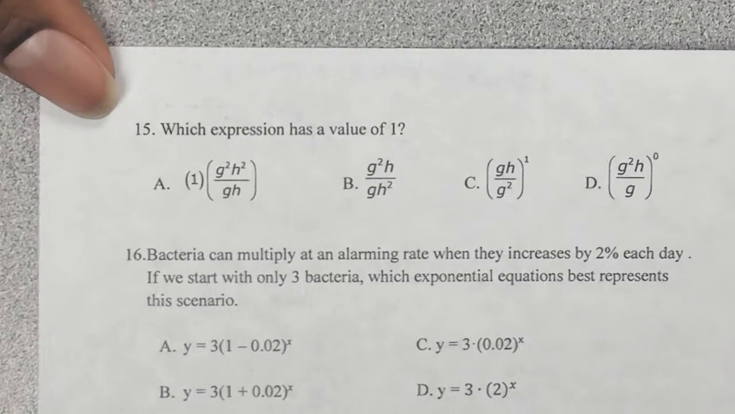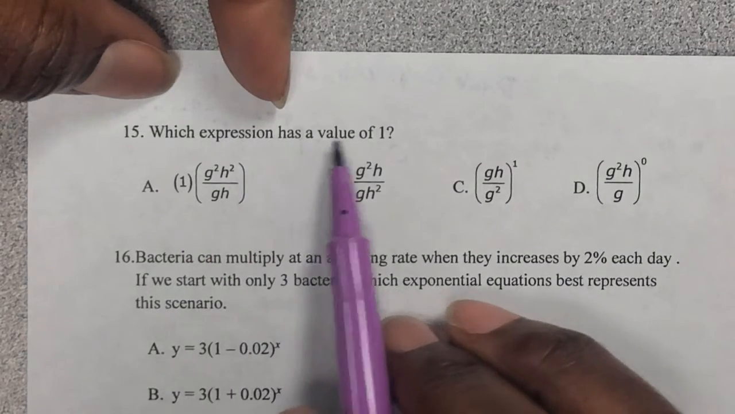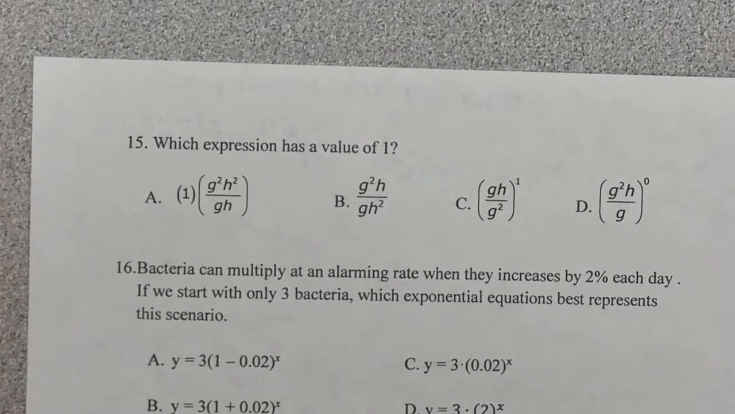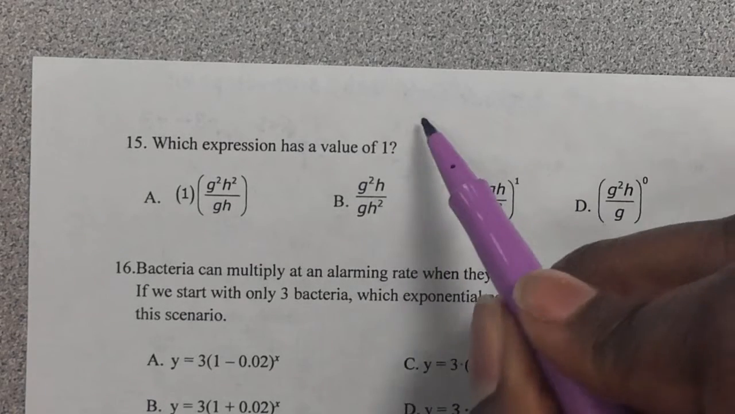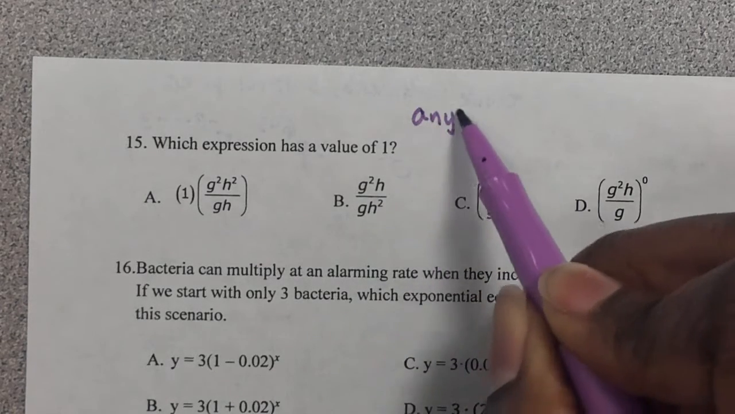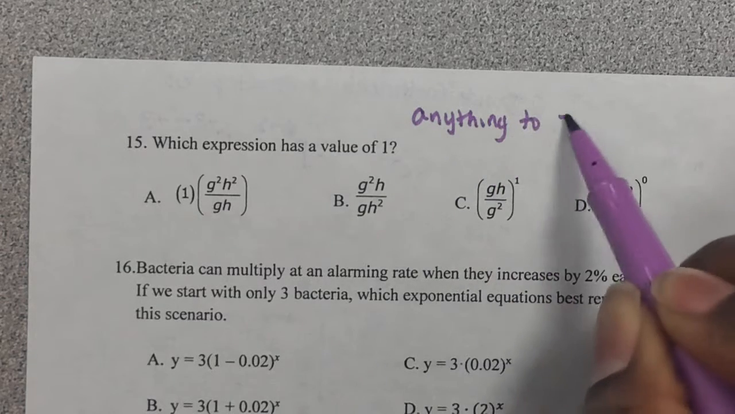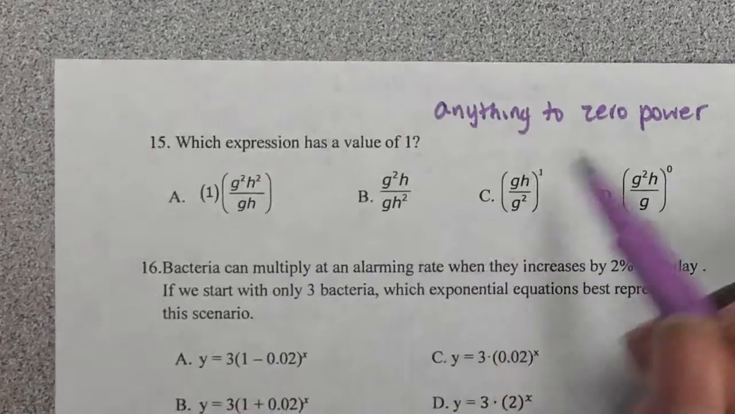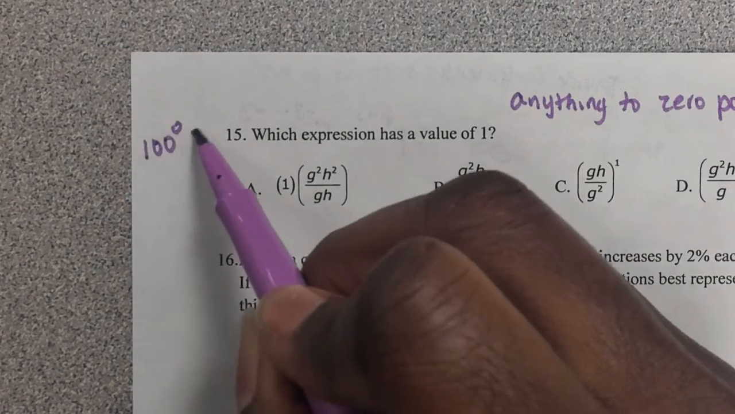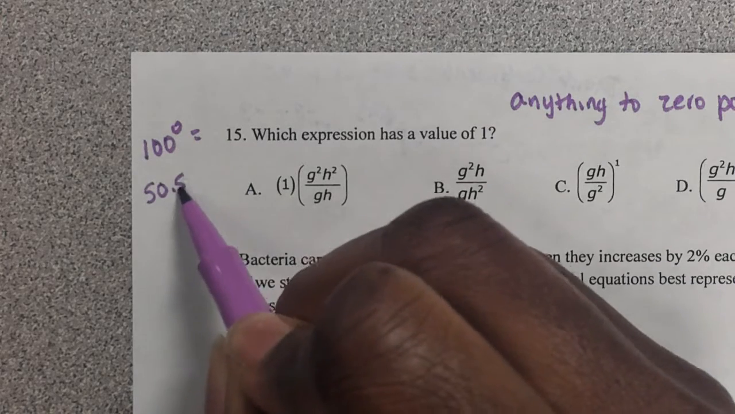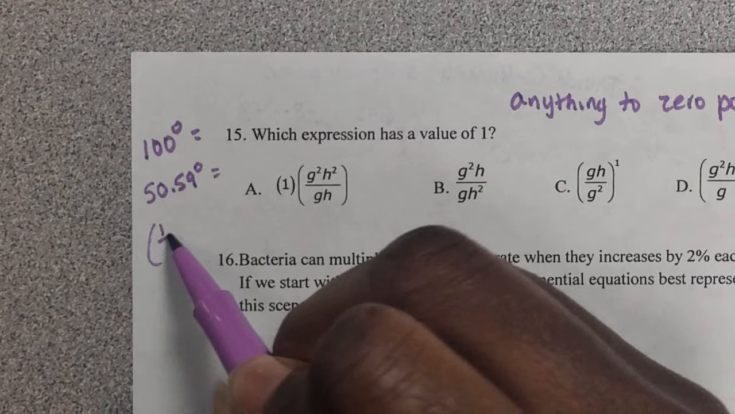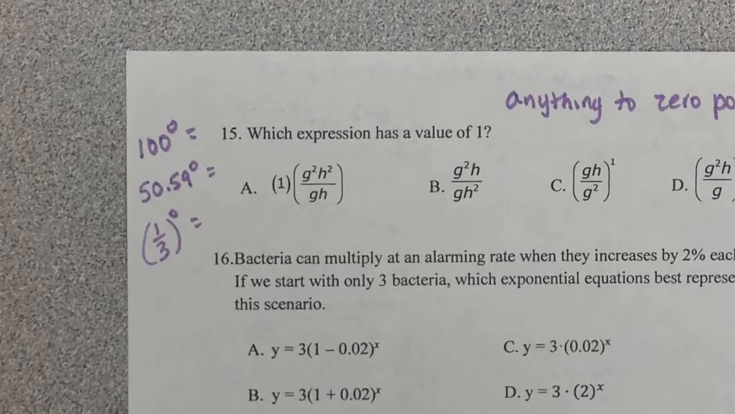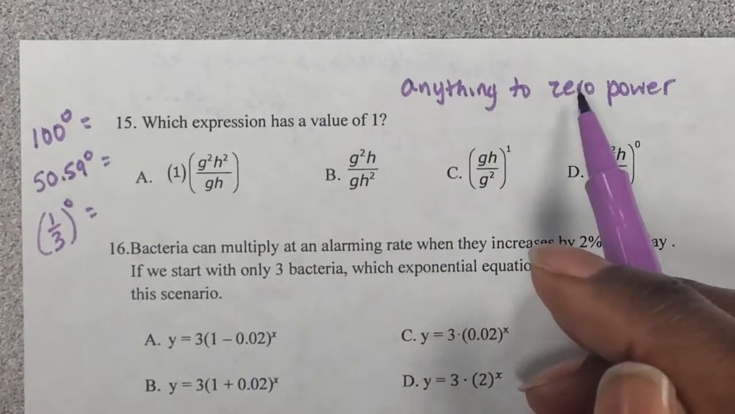On to number 15. Which expression has a value of 1? I would hope that you would remember the rule for if you take anything to the 0 power. And remember, you can use your calculator to check that one. You can put in like 100 to the 0 power equals what? 50.59 to the 0 power equals what? You can even do a fraction to the 0 power. And you will see that that's going to have the value of 1. So it's anything to 0 power.